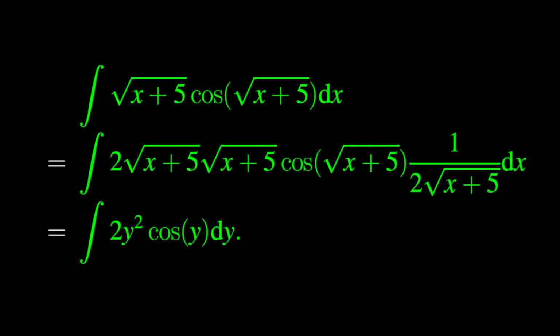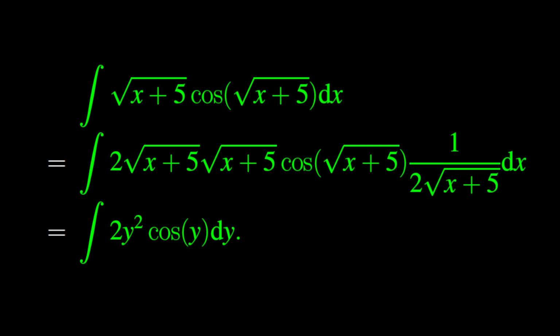So, we replace square root of x plus 5 by y, and the fraction 1 over 2 times square root of x plus 5 by dy. We then obtain the new expression of this integral as the integral of 2y squared times cosine of y dy. This new expression of the function to integrate is simpler than the original one, however we still have to carefully figure out the best way to integrate this new function.